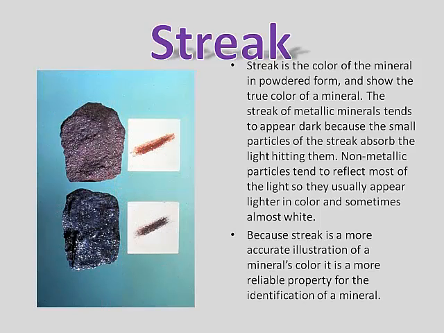The picture to the left shows the streak of 2 minerals. Can you identify which mineral is metallic and which is not metallic? How do you know? If you identified the mineral on top as non-metallic, you are correct. We know this because the streak of this mineral is lighter, meaning it reflects more light away from its surface, and is therefore called non-metallic.